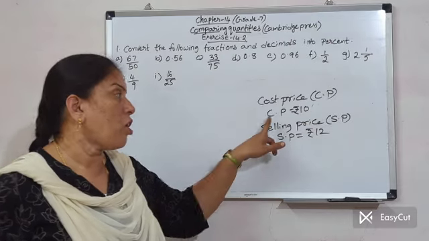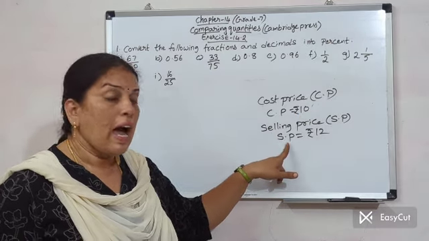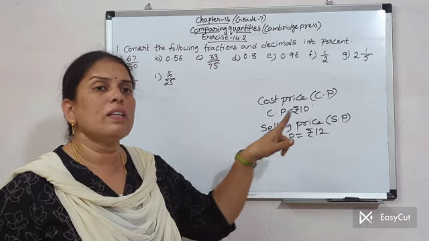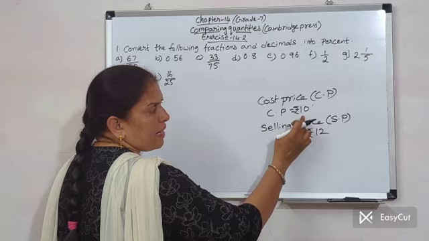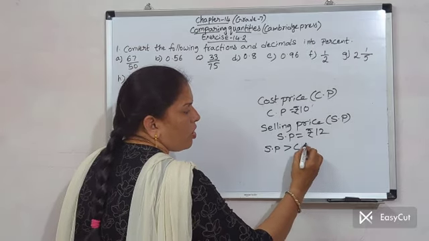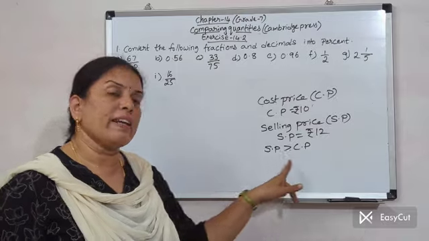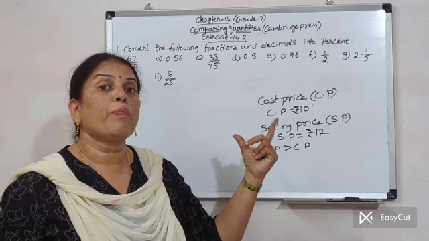Okay. Cost price, how much did I buy it for? 10 rupees, for 10 rupees I bought. How much did I sell it for? I sold it for 12 rupees. That is called the selling price. If you observe, the selling price is greater than the cost price. If the selling price is greater than the cost price, then we will get profit.